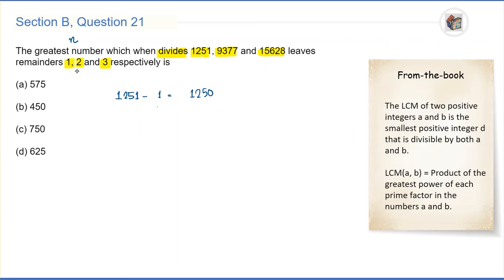Similarly, 9377, when you divide that by n, there's an extra of 2. That's a remainder. So you take that extra away right from the beginning. What you get is then something which is a multiple of n. And then using the same logic on the last one, you know then that 15625 is a multiple of n. So really then n is a factor of all three of these numbers, right? These three new numbers that we wrote. And since we are interested in the greatest factor, we want to find out the HCF.